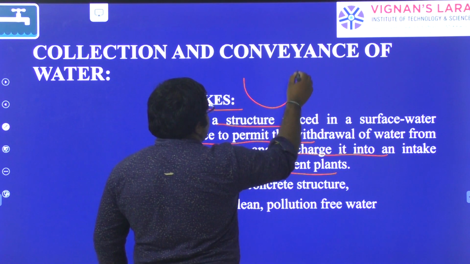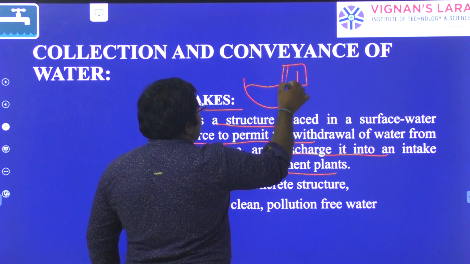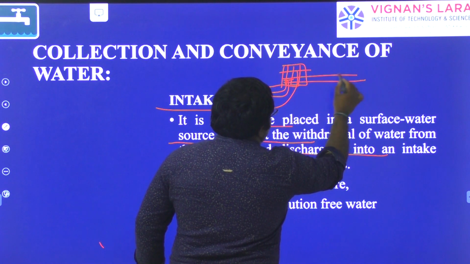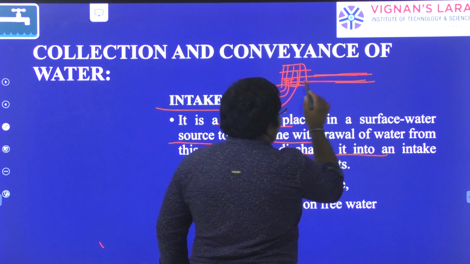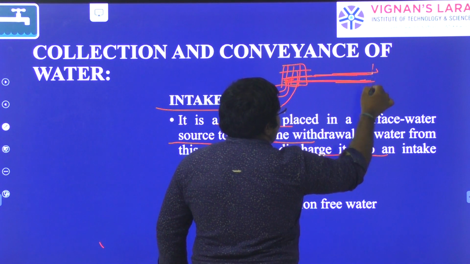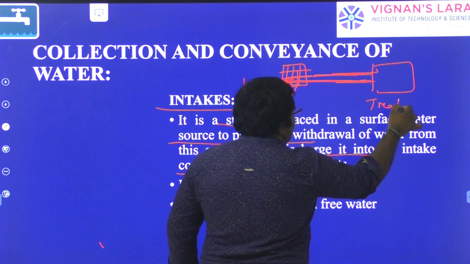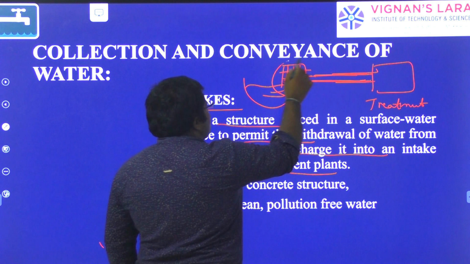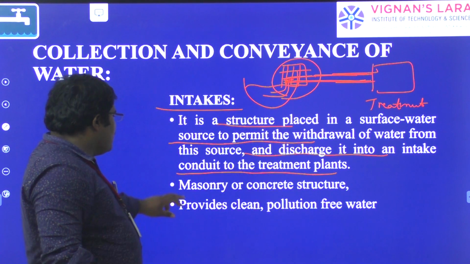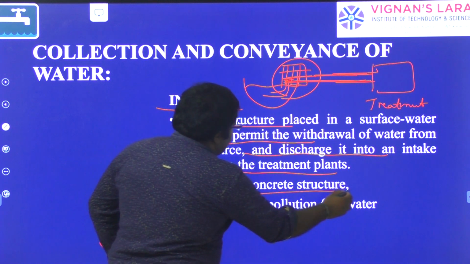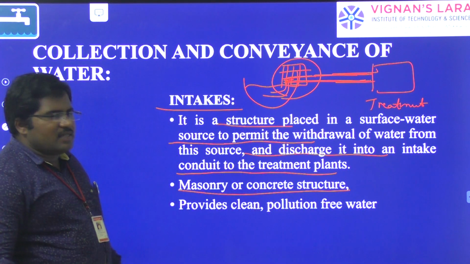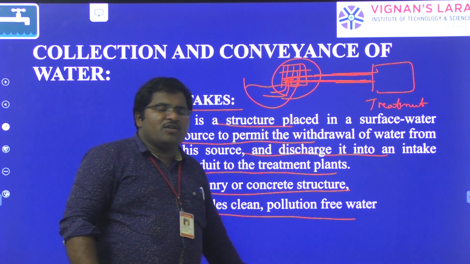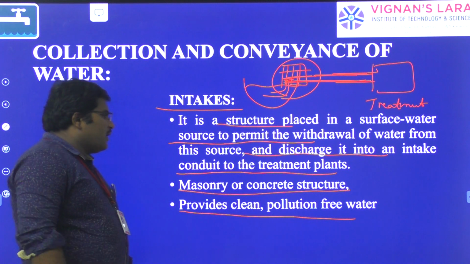So if you find a source, you are going to construct a structure called an intake structure. It is going to collect the water, and one pipe will go from this to the treatment plant, where you are going to treat the water. This structure, constructed near the source to collect the water, is called an intake. It may be a masonry or concrete structure. It provides clean and pollution free water.